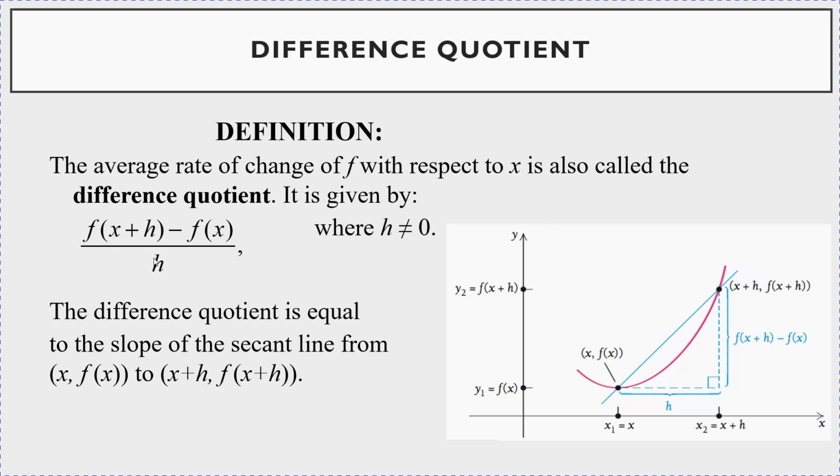So the difference quotient is equal to the slope of the secant line from this point, x, f of x, all the way to x plus h, f of x plus h. All h is equal to is just the change in x, the incremental change in x. That's all it is. It's just another way of finding the average rate of change, or the slope of the secant line, between two points on any graph.